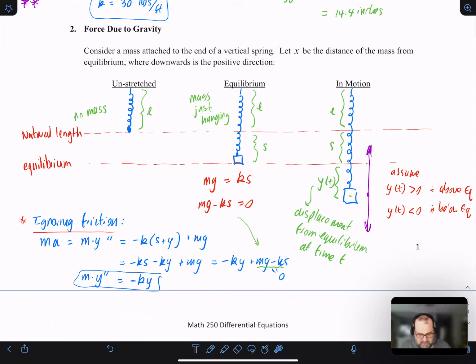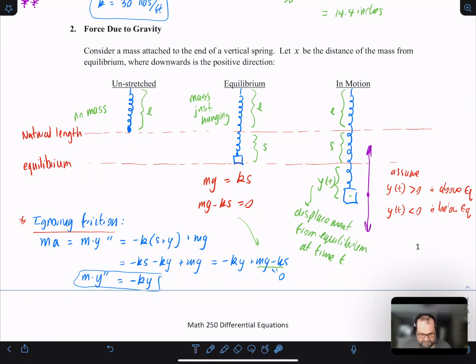This should be, again, Hooke's law: the spring constant times length. Length here in equilibrium is s plus y. Plus mg. If you evaluate this, you get, again, a ks and an mg. But notice that mg minus ks is 0, so those cancel out, and we end up with this.